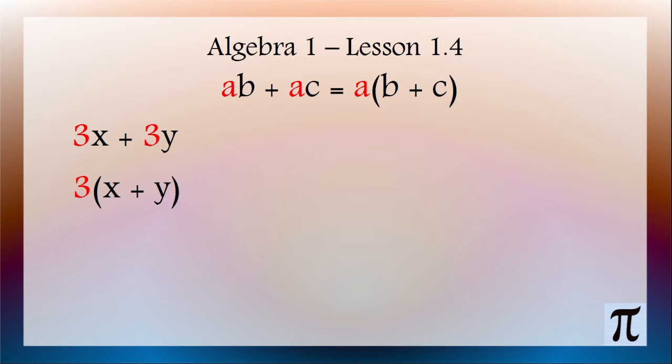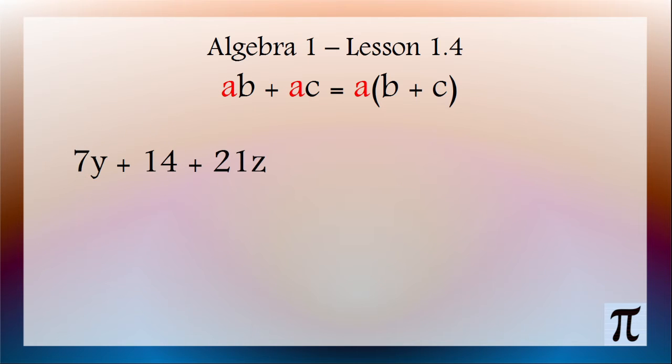As you can see, this is just the opposite order of what we did in the first half of the video. So we'll take the next step. We'll make it a little more complicated. 7y plus 14 plus 21z. So what is the common factor between those three items?